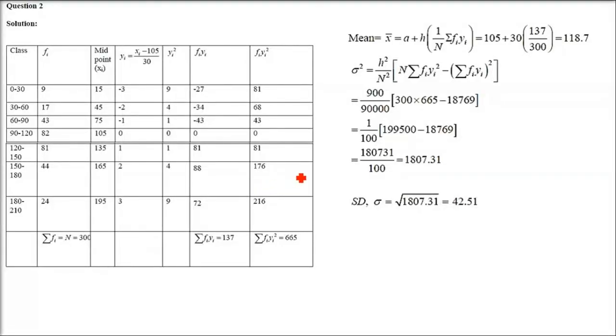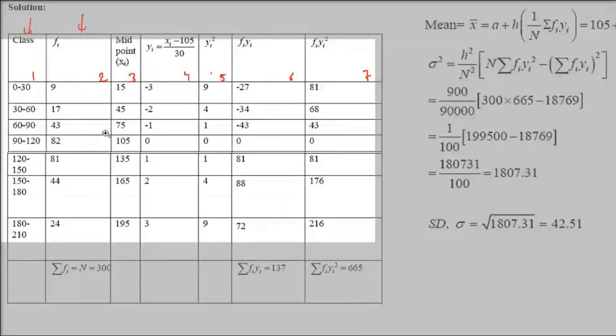This is question number 2. Calculate the standard deviation for the following. Mean is not asked, but still we will find out the need. So this is the same thing. The class is given, the f, frequency, is given. So the first and second columns are already given to you. Now we'll try to formulate the table so that we can get the answer.